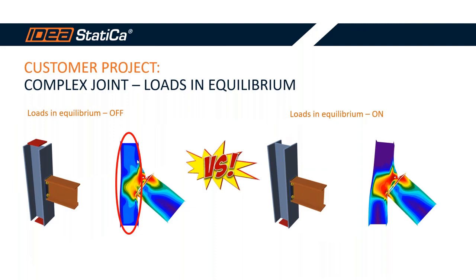Let's summarize it. Loads in equilibrium off for a continuous member leads to an incorrect model and incorrect results for the whole connection. It means every beam, plate, bolt, etc. Loads in equilibrium off means this option can be used only if you want to check the connected beam, this one, the horizontal beam, and its connection, of course, plate, welds, bolts. In this case, the continuous beam and column have to be checked in other software manually.